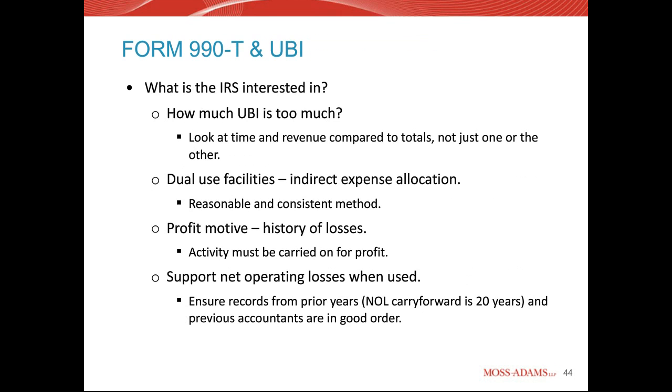Form 990T and unrelated business income, wanted to touch on that real quick. The IRS really hasn't changed what they're interested in over the past few years. And Patty talked about this in her priority guidance plan of what they're looking at. There's a couple of issues here. The first one really is, how much UBI is too much? This is not necessarily how much tax you're paying, but it's a tax exemption issue. Are you really acting like a for-profit company, or are these activities really insignificant to the whole picture?